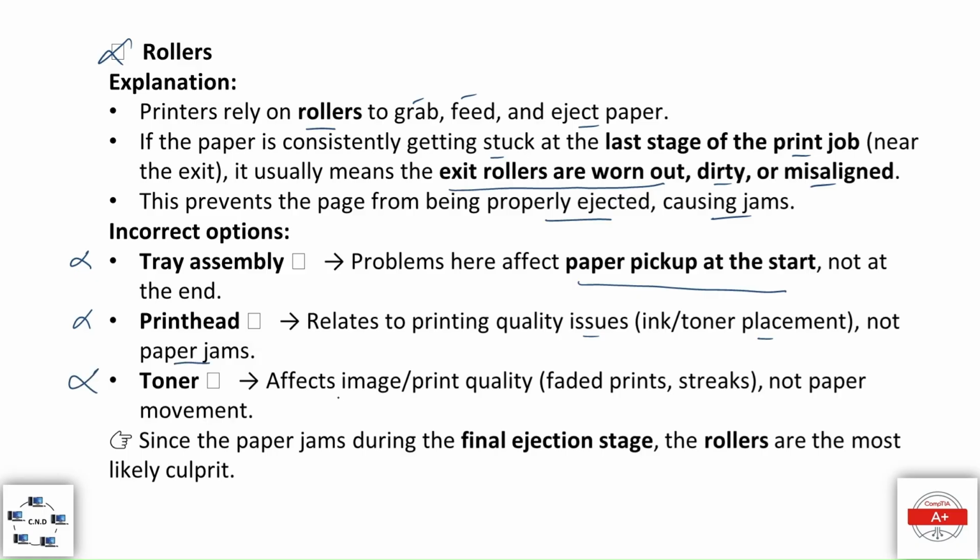And the toner. The toner affects image and print quality. That is, it results in faded prints or streaks, but not paper movement. So since the paper jams during the final ejection stage, the rollers are the most likely culprit.